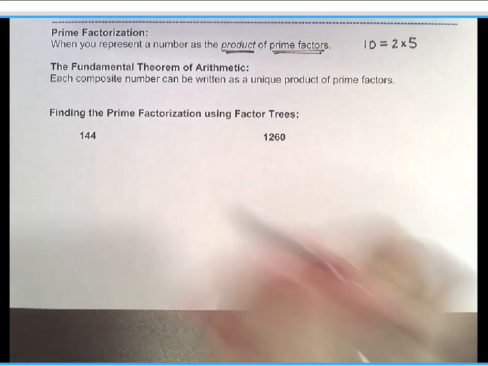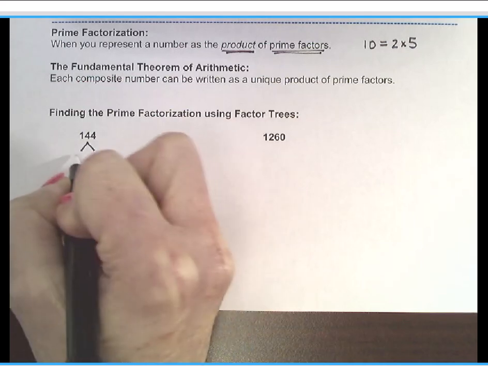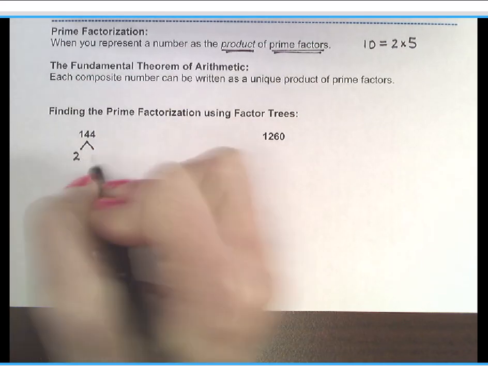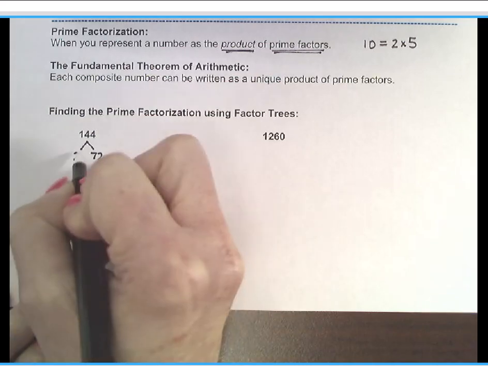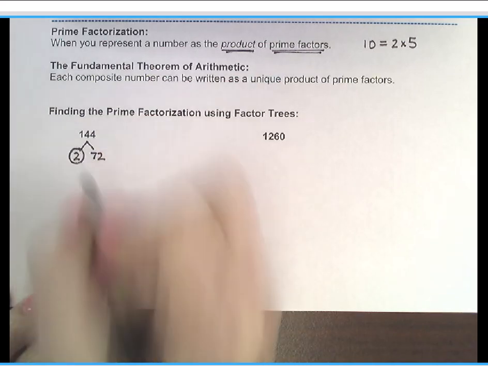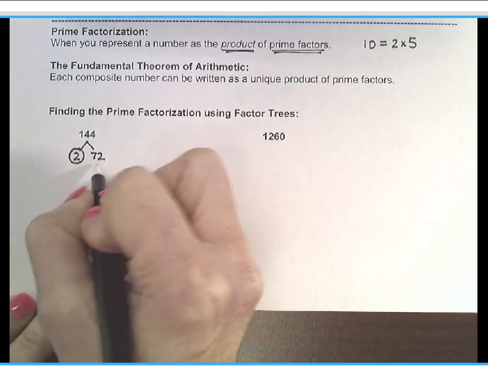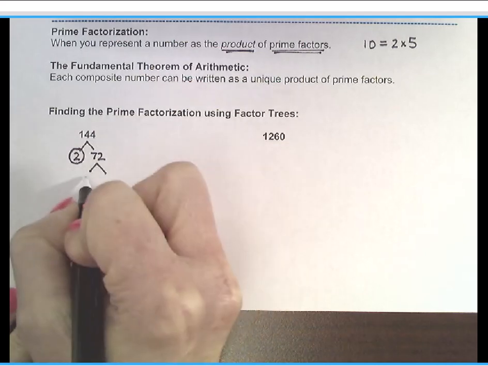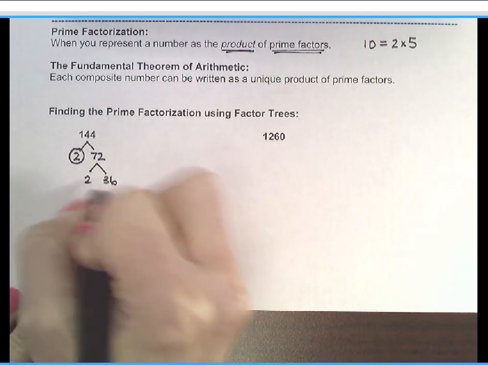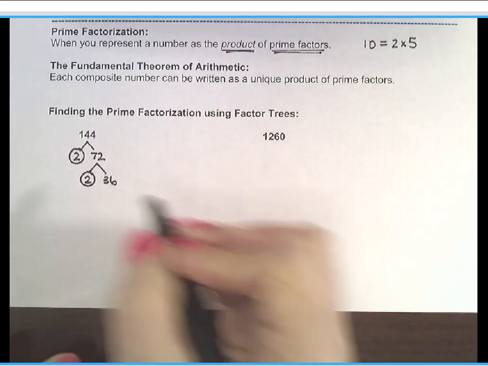I'm just going to start with 2. I think that's the most obvious, that this is an even number. So we're going to branch off, and I'm going to say it's 2 times 72. And when I get to a prime number, I'm going to circle it. So that little branch of the tree is done when you get to a prime number. Now let's break down 72. 72, that's also even. We could call that 2 times 36. There's another prime.